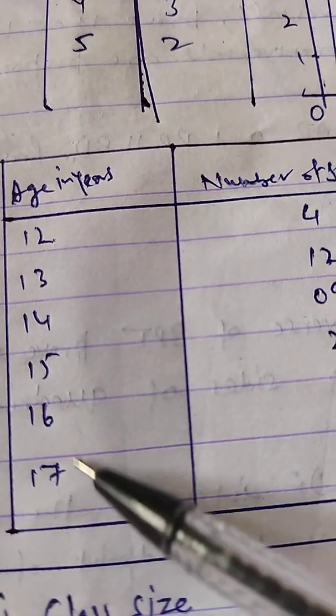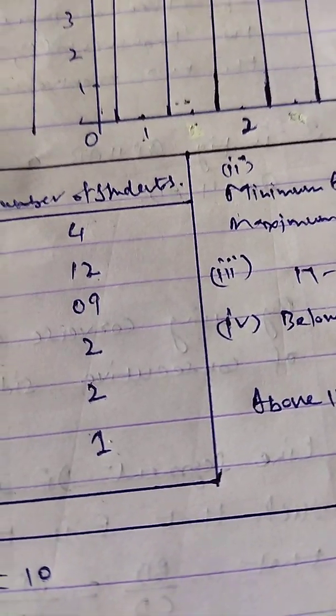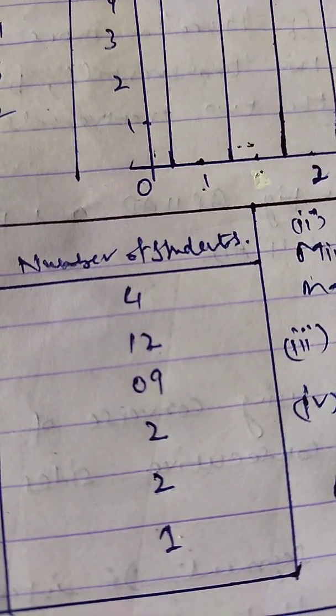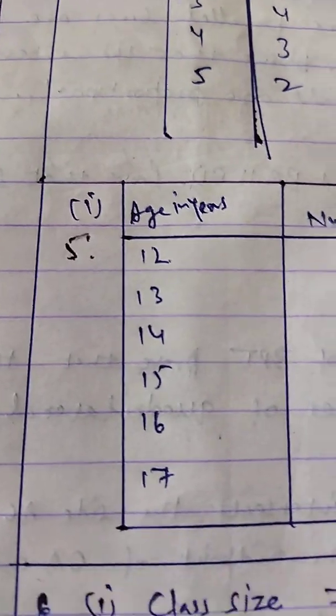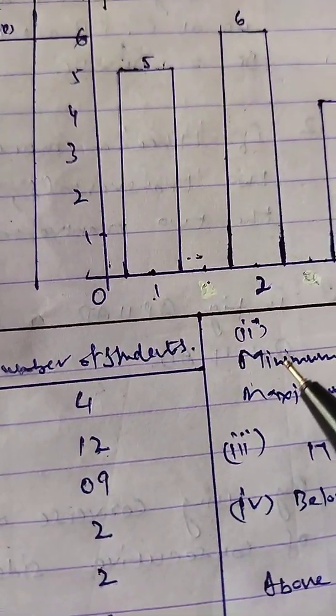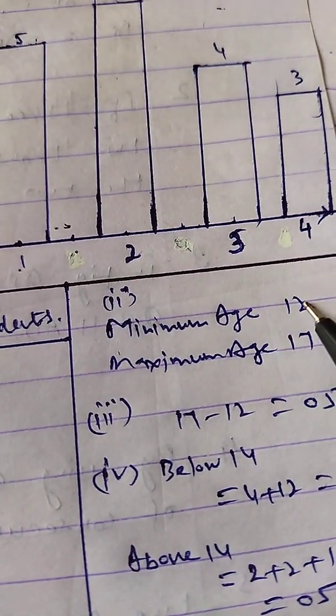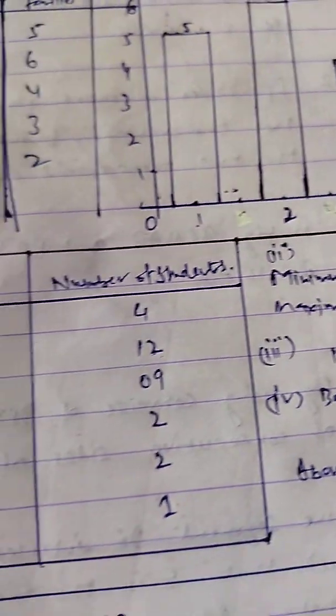Don't try to miss any of the reading from this age group. Okay? And then you have to answer the question, prepare a frequency table. So this is the frequency table I have drawn here. Then the second part you have is, find the minimum and maximum ages. So minimum age is 12 and maximum age is 17.